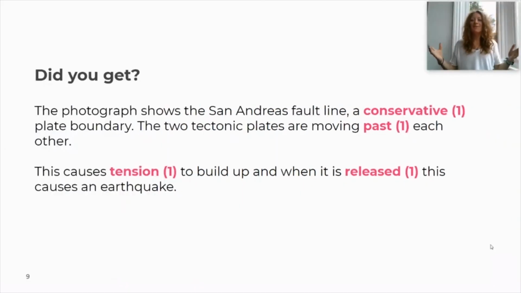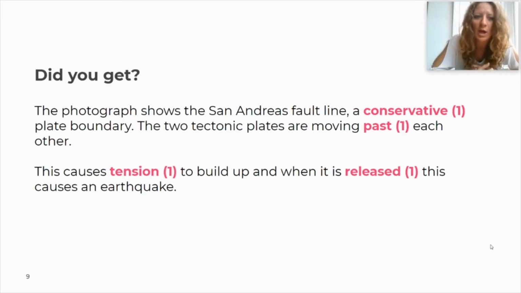Okay, so a fairly simple task, but let's go through the right answers. Give yourself a huge tick if you got one of them correct, and perhaps highlight those key terms. So the photograph shows the San Andreas Fault line, a conservative plate boundary. The 2 tectonic plates are moving past each other. This causes tension to build up, and when it is released, this causes an earthquake. So give yourself a tick for each of those that you got correct. And then let's move on to the main task for today's session.